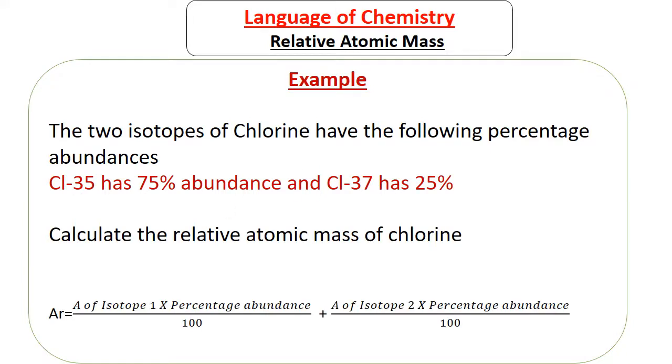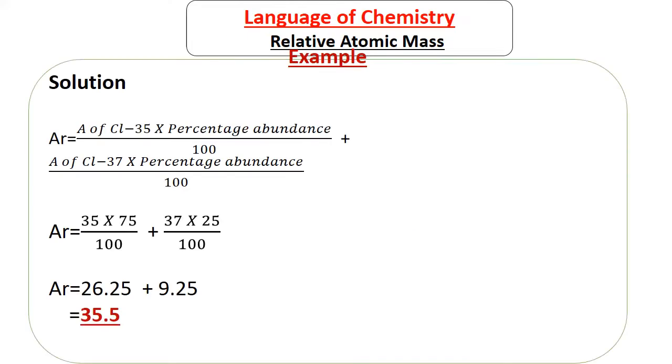To calculate the relative atomic mass, we apply the formula. Forgive me, because of space, the formula is supposed to be here, but I've just written it here. Relative atomic mass is the atomic mass of chlorine-35 times its percentage abundance plus the atomic mass of chlorine-37 times its percentage abundance, over 100. So what is the mass number of chlorine-35? It is 35, because if they say chlorine-35, we use the number as the mass number.